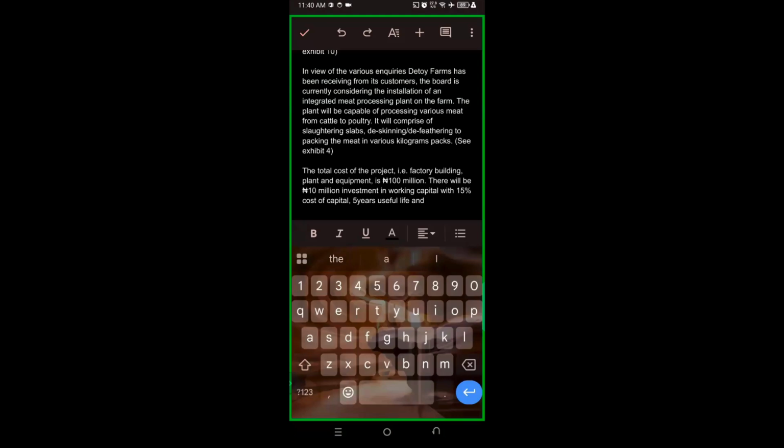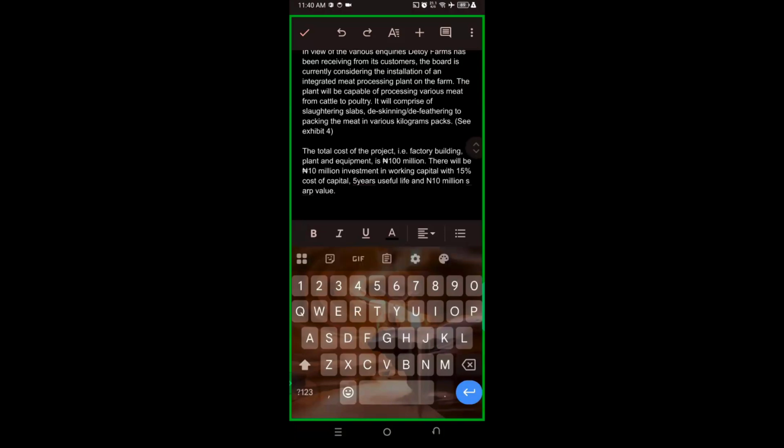The total cost of capital, 15%, and 5 years, and 10 million naira scrap value. Right. So let me say CSB 12.